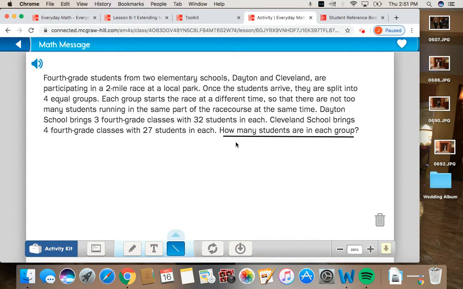We have a lot of other information here. And each group that they're talking about is those 4 equal groups. So we need to take a few steps before we can get to that part.